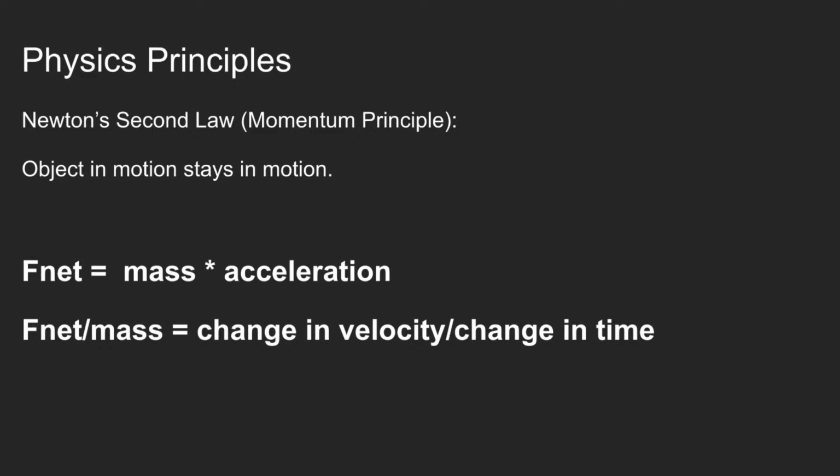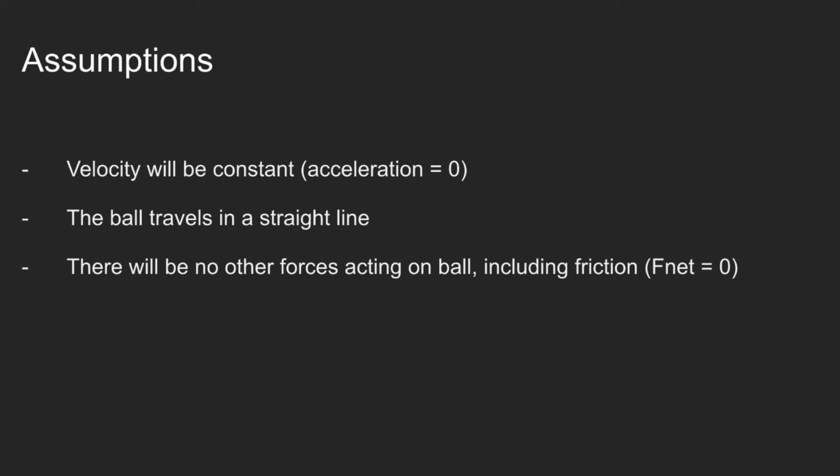The main formula associated with this law is F net equals mass times acceleration. Also, F net divided by mass equals change in velocity over change in time. In order to conduct this experiment, we need to make several assumptions. The velocity must be constant, so acceleration will be zero. The ball must travel in a straight line, and there will be no other forces acting on the ball, such as air resistance or friction. This ensures that F net equals zero.